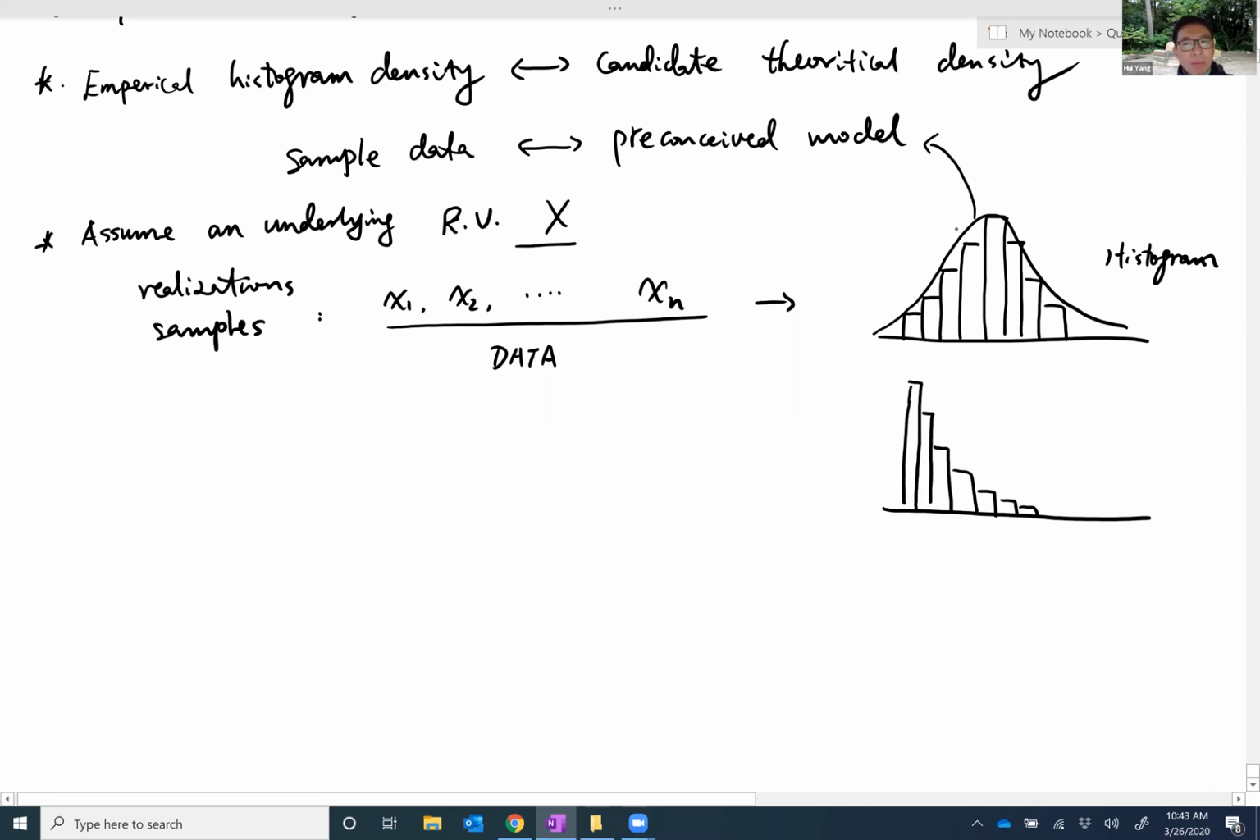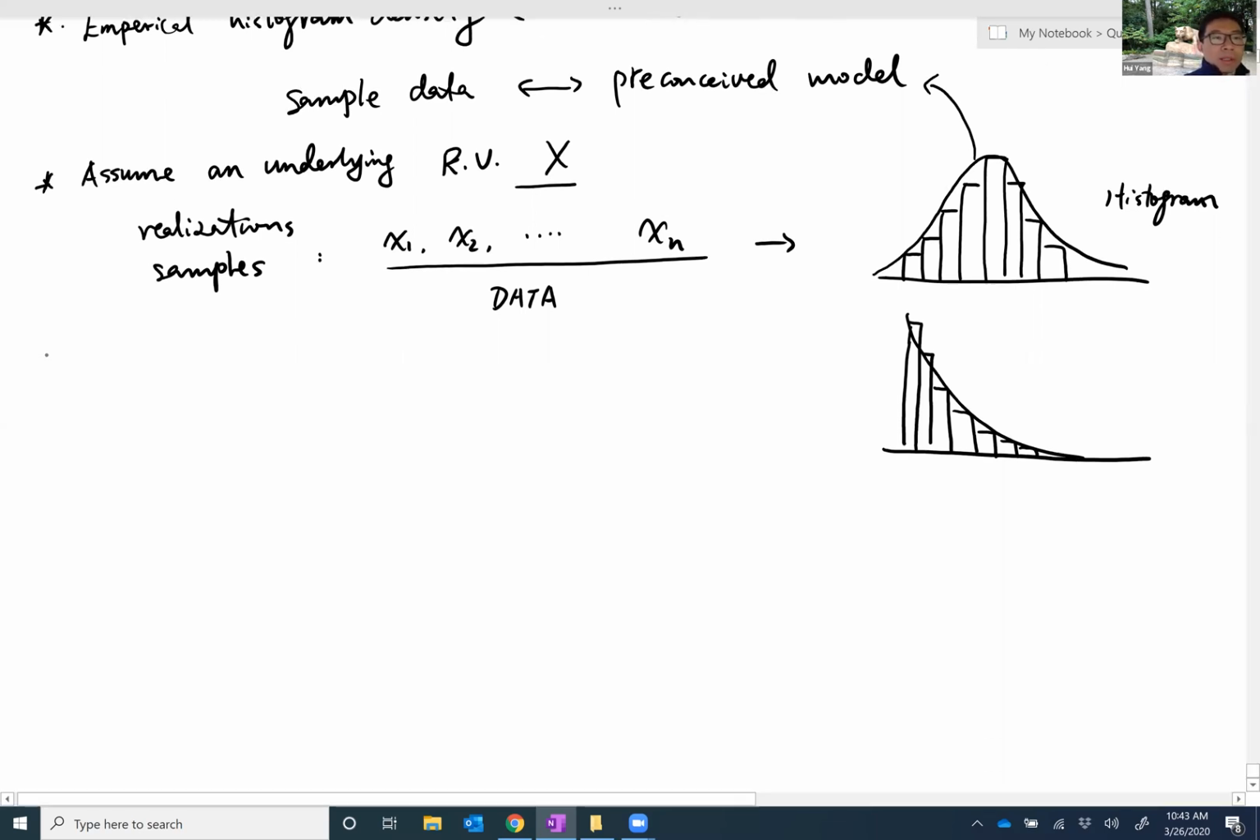You might say, oh, maybe this is from the normal distribution. Okay, maybe this is from the exponential distribution. So we want to check whether there is a good fit with a particular model. This is called the chi-square goodness of fit test.